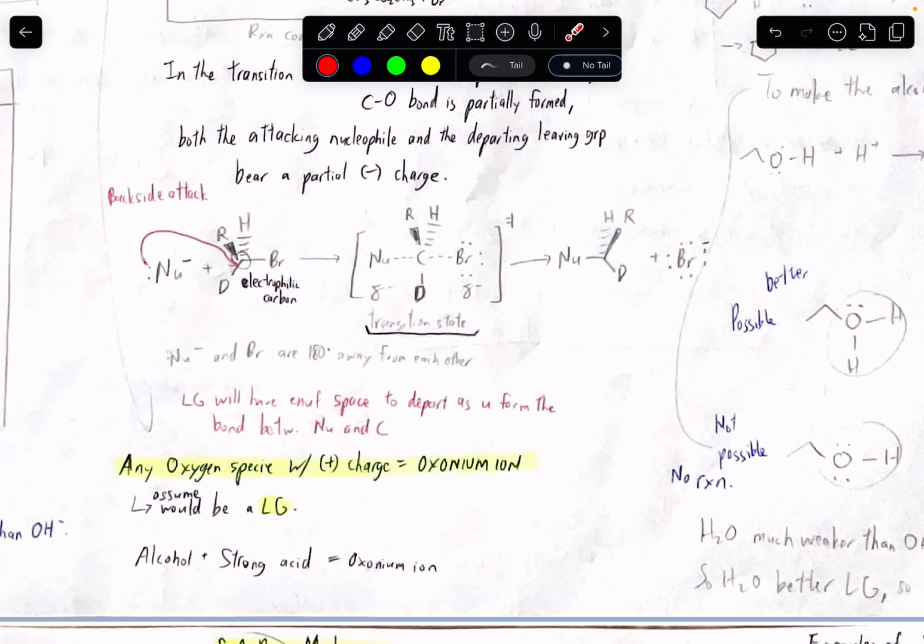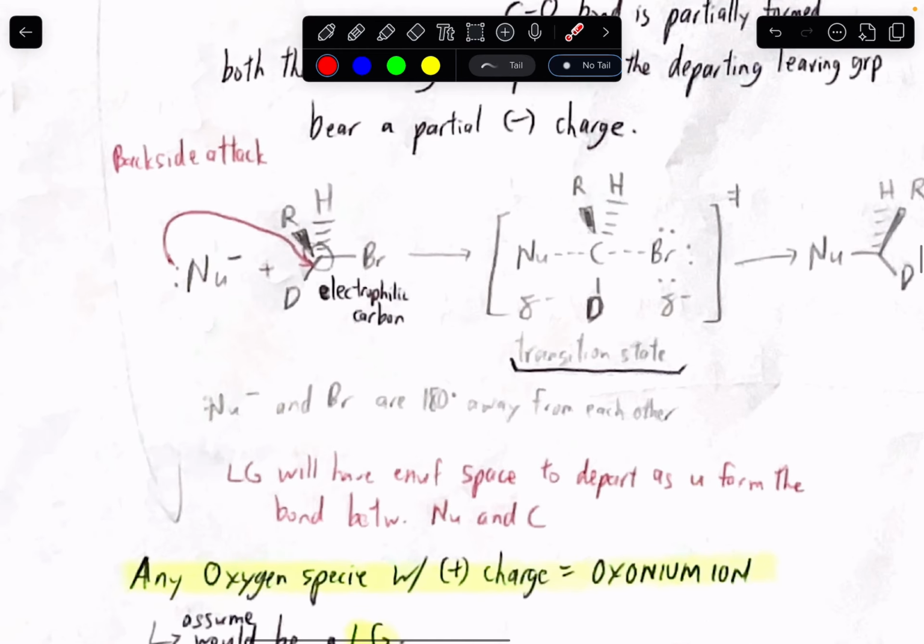I think backside attack makes more sense now. When you say backside attack, the nucleophile attacks the electrophilic carbon coming from the side opposite the leaving group. The leaving group is bromine, right? So if the figure were like this, Nu, and then bromine is over here.